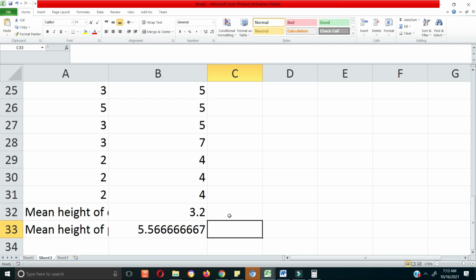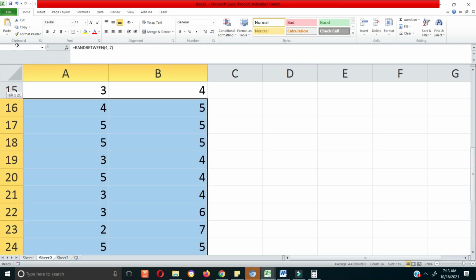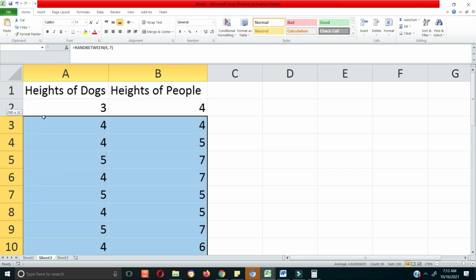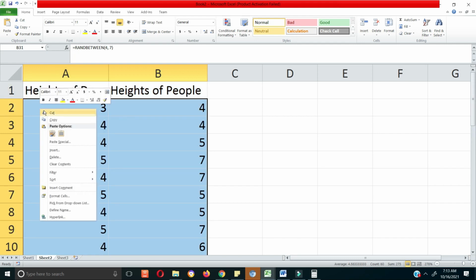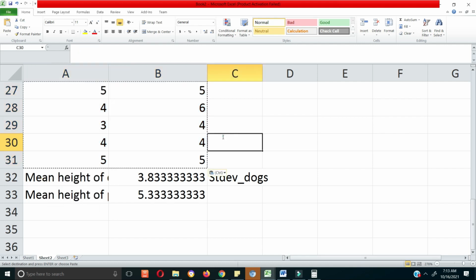If you look at now the variance, let me look at the standard deviation for dogs. Let's look at the sample standard deviation. Let me fix this value so they stop flipping each time I make a change. So let me just copy and repaste. So now they are fixed as values.